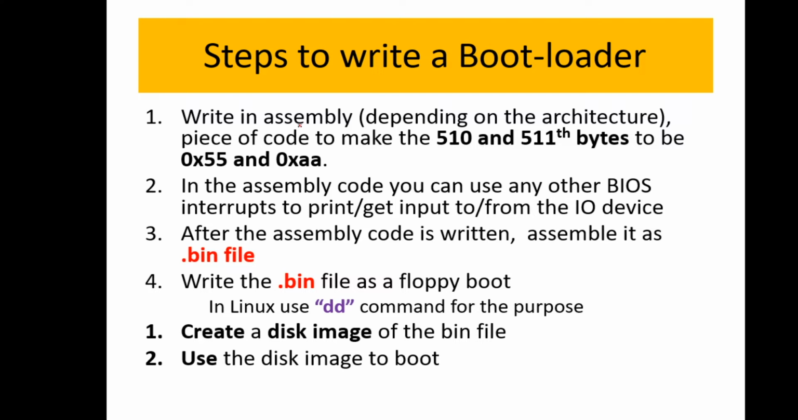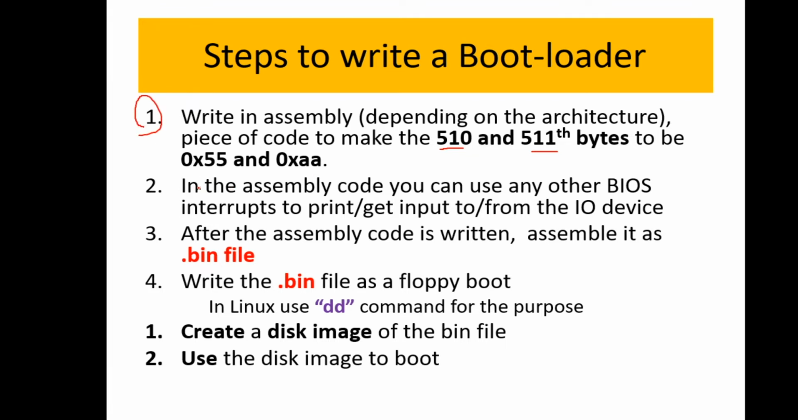First we have to write assembly language depending on the architecture's instruction set. Based on the instruction set available for the particular architecture, we are going to write assembly code. After writing the code, we have to make sure that we fix the 510th and 511th bytes to be 0x55 and 0xAA, the magic number, which has alternating patterns of zeros and ones to protect the system. This is the first point.